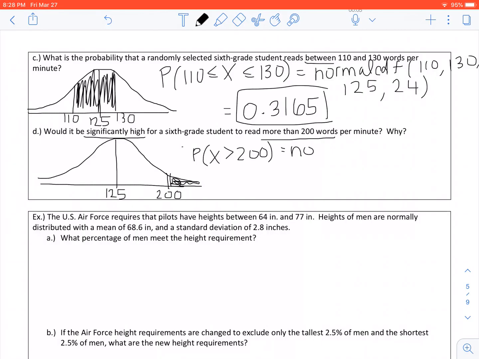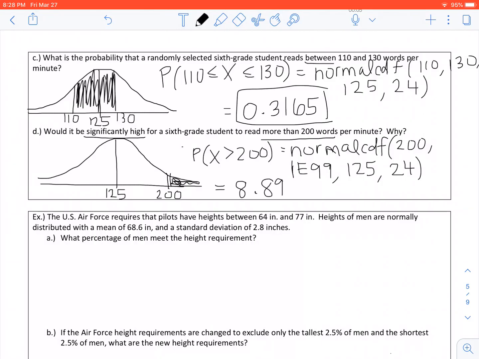So this would be normal CDF. The lower bound, which is 200, comma, the upper bound, which is going to be 1E99, comma, the mean, which is 125, comma, the standard deviation, which is 24. Selecting enter here, you'll notice in your answer you might have an E in there. Make sure you realize that that means 8.89 times 10 to the negative fourth.